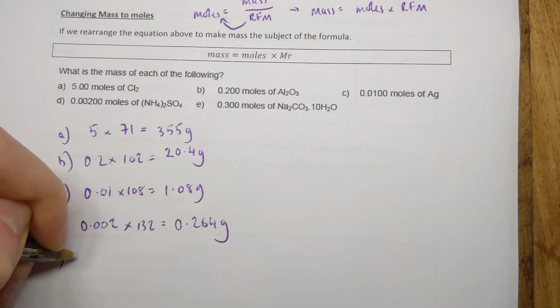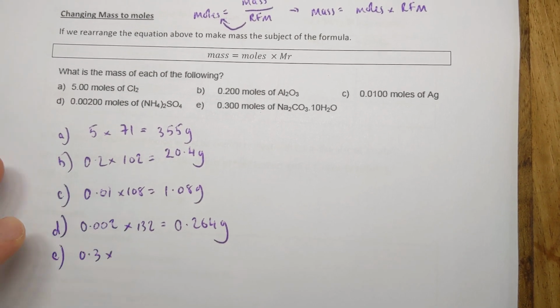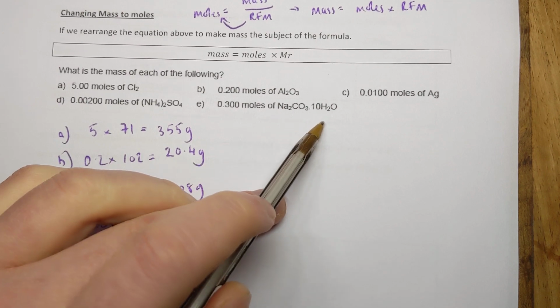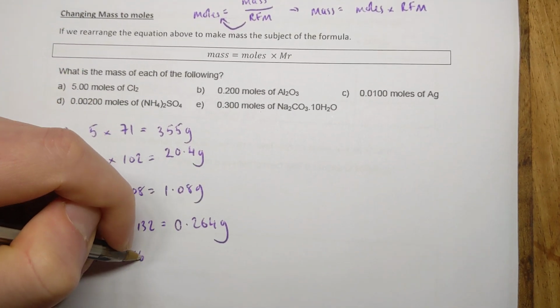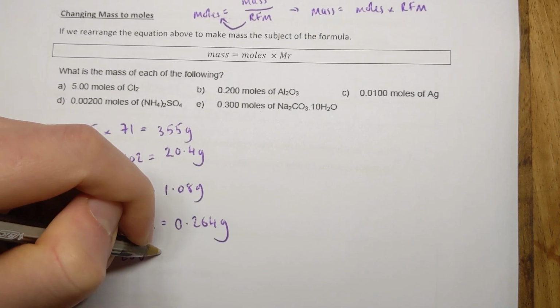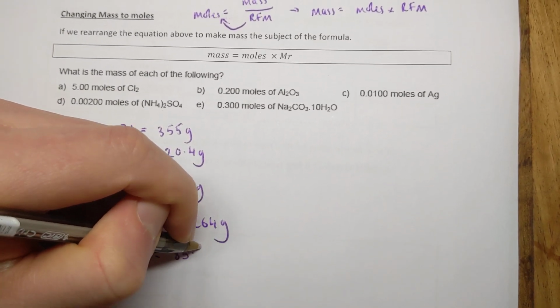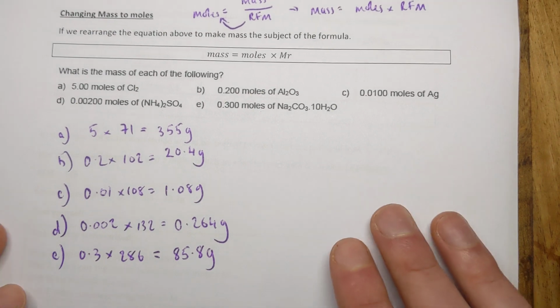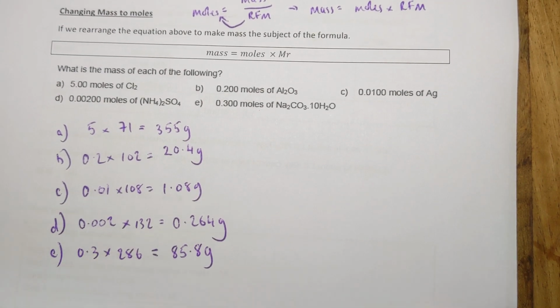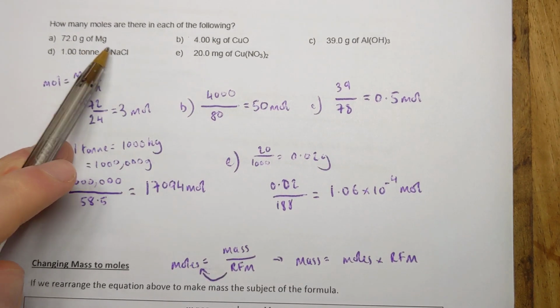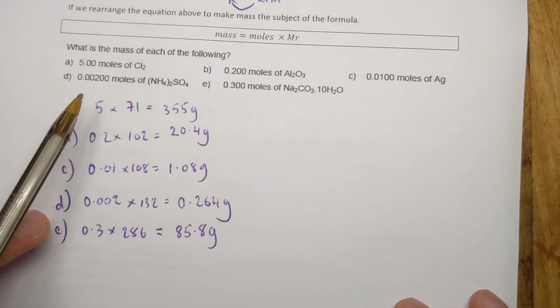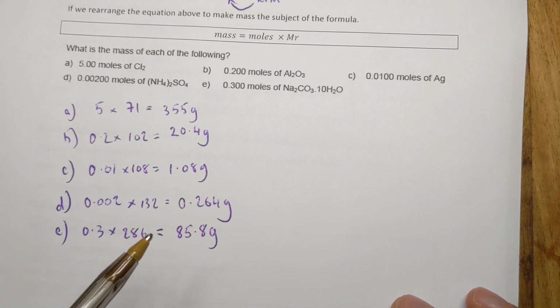And final part E, 0.3, and again, a really hideous looking formula, but remember those brackets are just part of that formula. Adding that all together should give you 286, unless I've made a mistake there. And that gives you 85.8 grams. So again, we haven't really gotten to the point about why this is actually useful, but for now you should be happy that you can go from a mass and a formula to get number of moles, and from moles and a formula to get back into mass again.